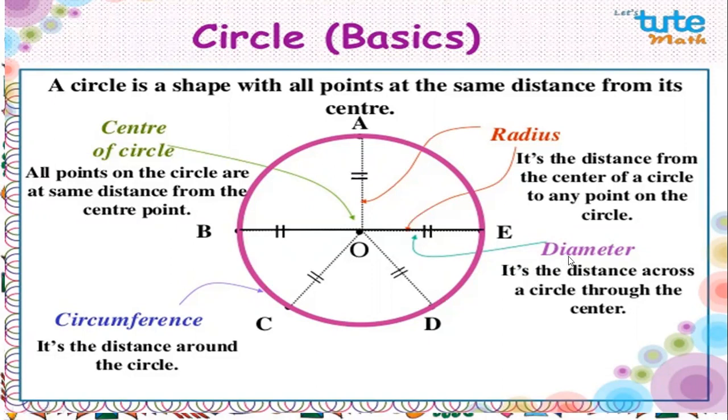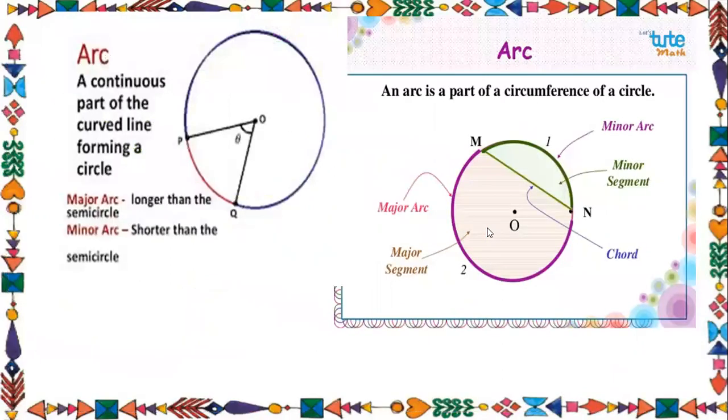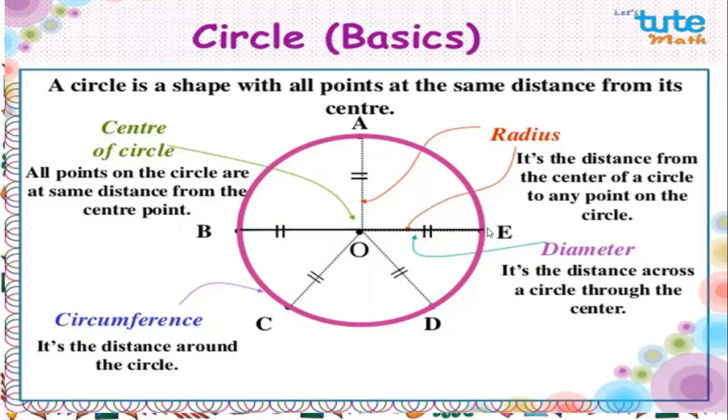Next comes diameter. What is a diameter, children? Diameter is double of radius. When we add two radii, BO plus OE, we get a diameter. So it is the distance across a circle passing through the center. When two points on the circle are connected via the center, it is known as diameter.